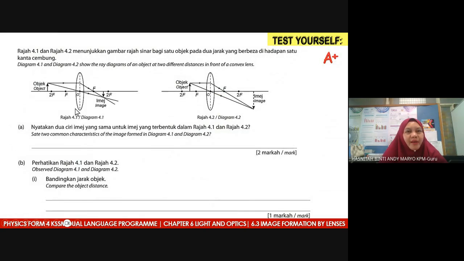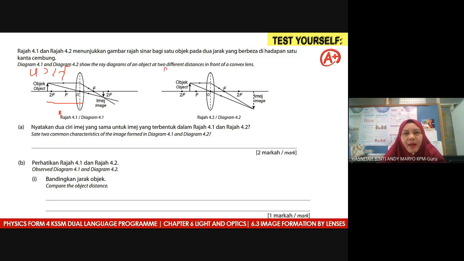You are given two diagrams, 4.1 and 4.2, of two different object distances in front of a convex lens. So you have to study these diagrams. The first object is placed here. So this is our object distance. Now U is greater than 2F. For this one, U is between F and 2F. Okay, U is placed between F and 2F.